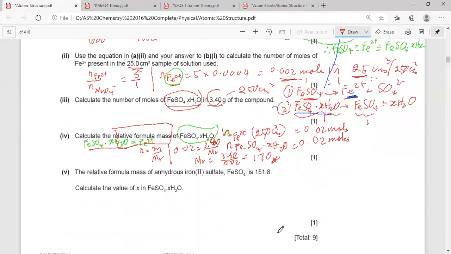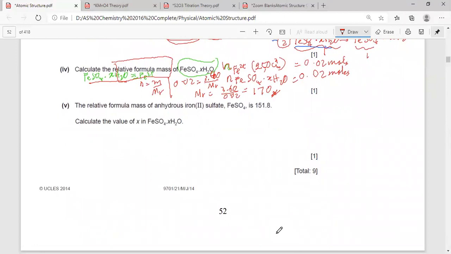Okay, now the last part here. The relative formula mass of anhydrous. Anhydrous means what? No water. It's equal to this one, which means FeSO4, our anhydrous, plus the water here, is equal to how much? The molecular mass is 170.